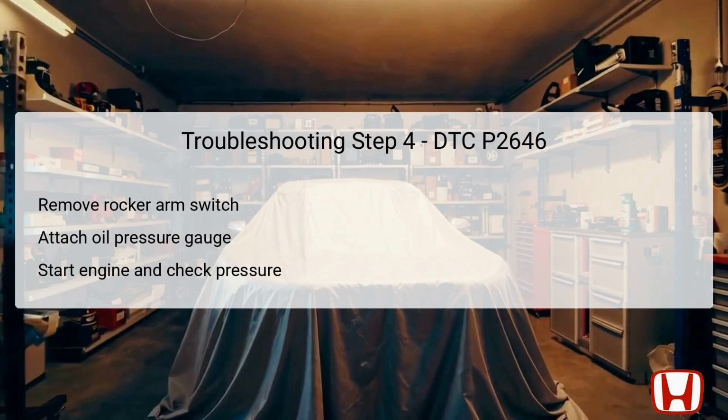After the gauge is properly set, reconnect the 2P connector to the rocker arm oil pressure switch and start the engine. During this process, execute the VTEC test again using HDS to monitor if the oil pressure meets or exceeds 392 kilopascal, which is approximately 56.9 psi. If the oil pressure is sufficient, replace the rocker arm oil pressure switch as the next step. However, if the pressure does not reach this threshold, the fault may lie within the VTEC system or the rocker arm oil control valve.